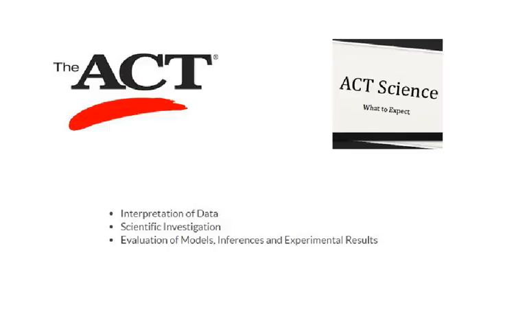And the ACT science consists of three main areas: interpretation of data, your ability to read and analyze a scientific investigation, and your ability to evaluate models, inferences, and experimental results. Essentially look at an experiment that was done and make sense of it. The ACT science does not test how much science knowledge you have acquired. It tests your ability to think scientifically and take scientific information and make some sense of it.